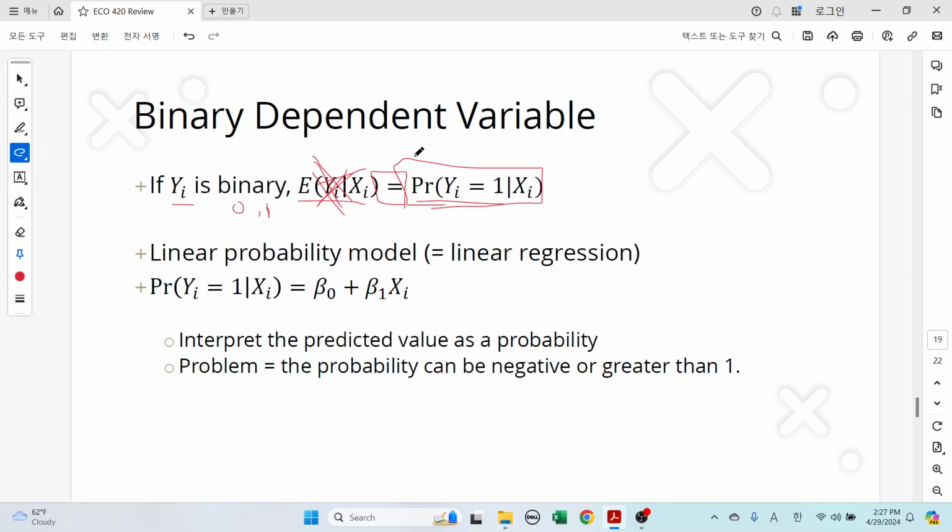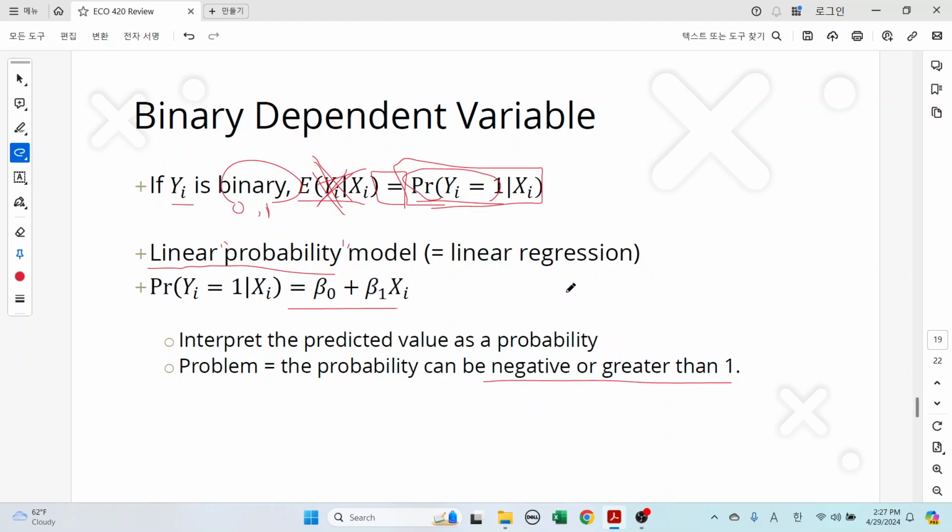Okay. Then the simplest method is to use the linear regression, which is specifically called linear probability model because probability is assumed to be linear, right? It is exactly the same linear regression with different interpretation using binary structure. Everything is the same, but you just interpret the prediction as a probability. The problem is your predicted value can be negative or greater than 1, which a probability cannot be.